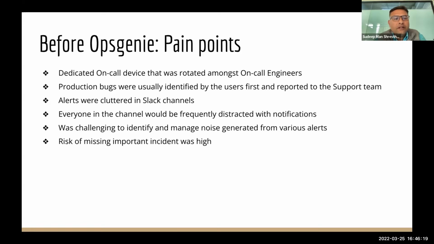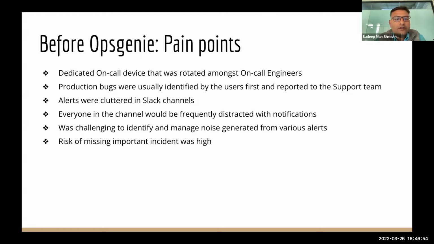Also, previously the production bugs were usually identified first by our users. For example, if there was any production incident, our customers used to identify the issues first, and then they were reported to us. For example, if one of our APIs is broken and stuck, we would know about it only after the incident had occurred and the user had reported it. So Opsgenie also helps us to avoid some of these kinds of pain points.